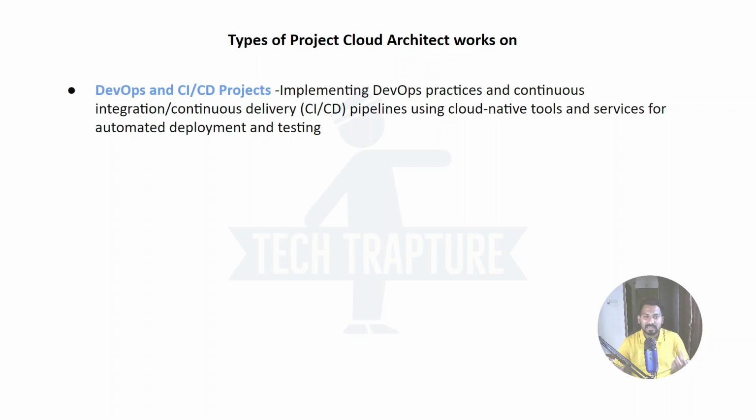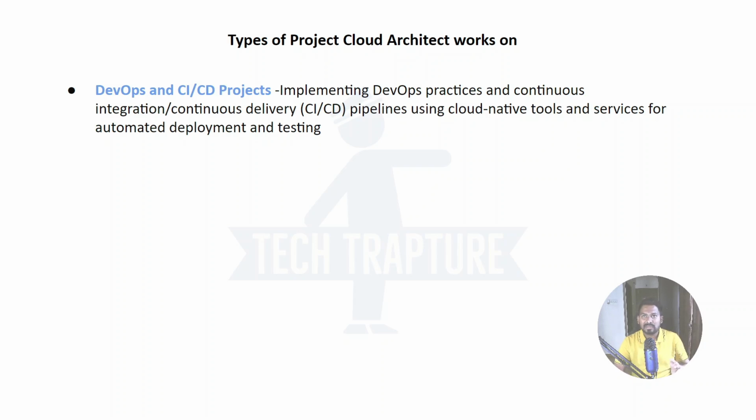We have to create the secrets where the DevOps team can use that credential in their pipeline. So we have to do all kinds of setup as a cloud architect, and sometimes there is overlap between DevOps and a cloud architect. Sometimes they have to do similar kinds of work.